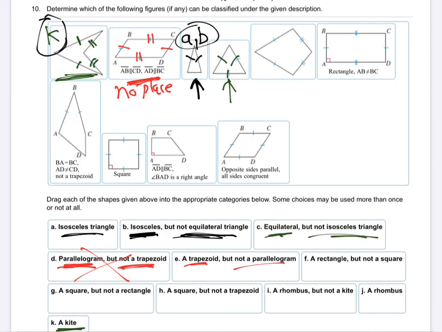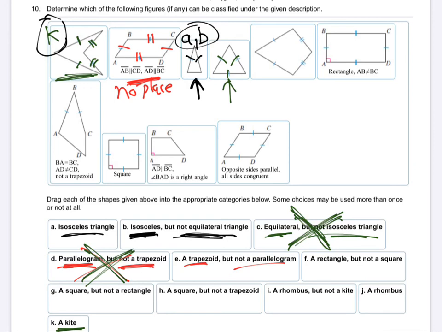Equilateral, but not isosceles? No, what's that? Another bogus category. Cross this one out, right? If you're equilateral, you are isosceles, right? If you're equilateral, you're the perfect isosceles. You can't do that. That's another bogus category.